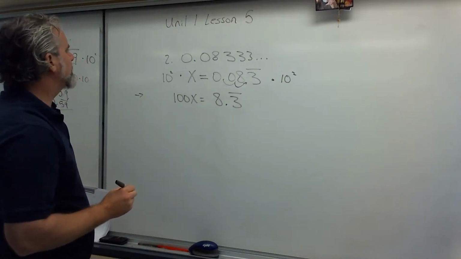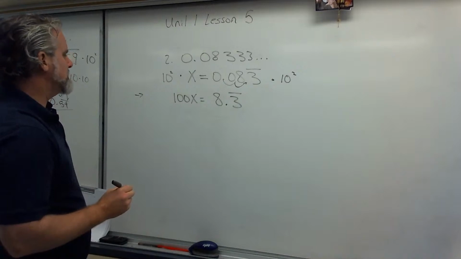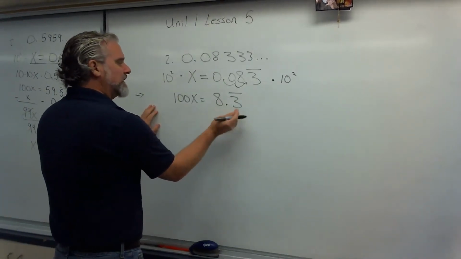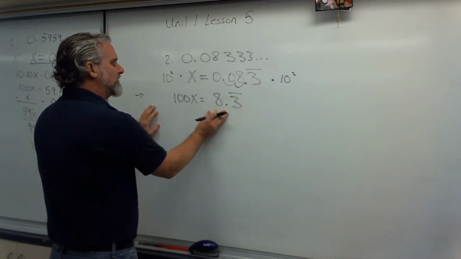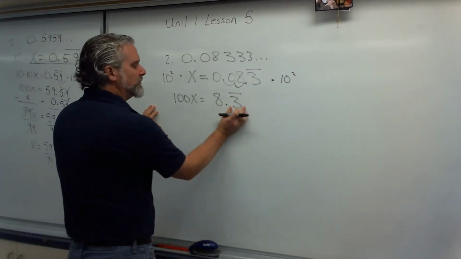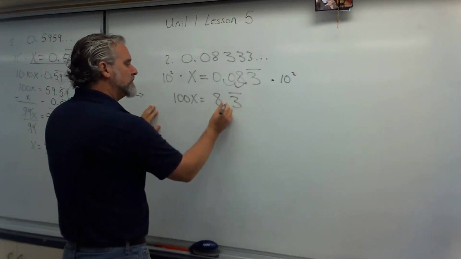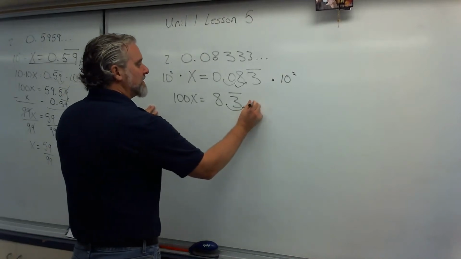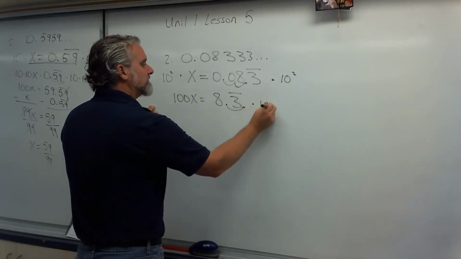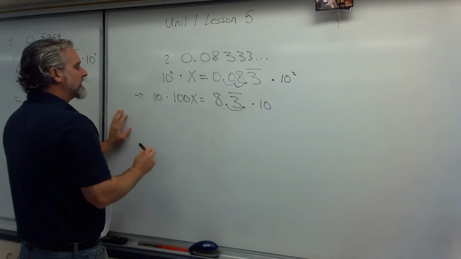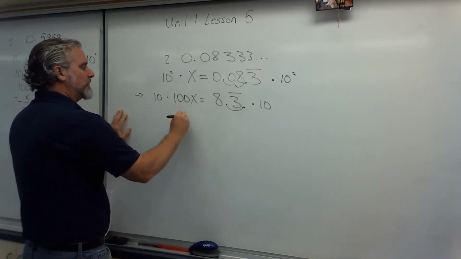So next, what we're going to do is we are going to try to get one set of this pattern to the left-hand side of the decimal point. So to do so, since there's only one digit, to move this over one spot, I only have to multiply by 10 on both sides. So I'm going to multiply by 10 here and multiply by 10 here. 10 times 100 is 1,000.